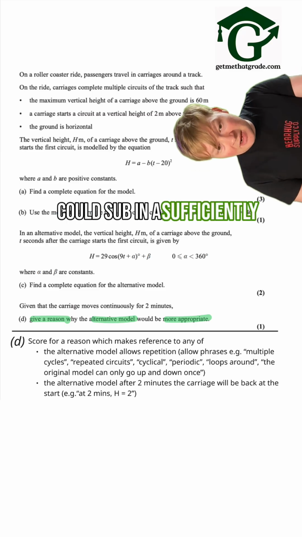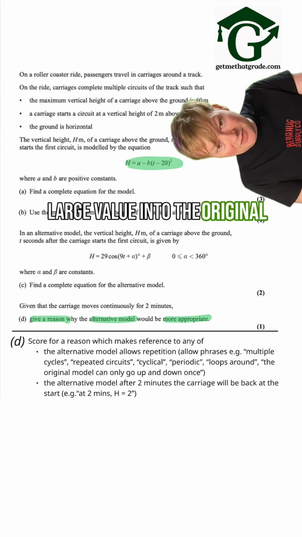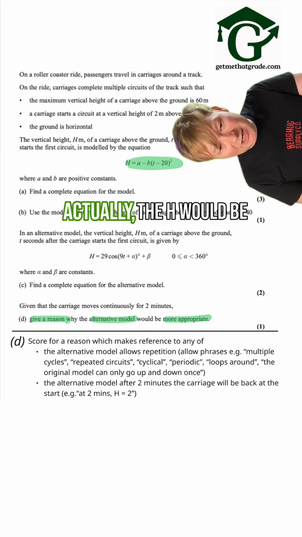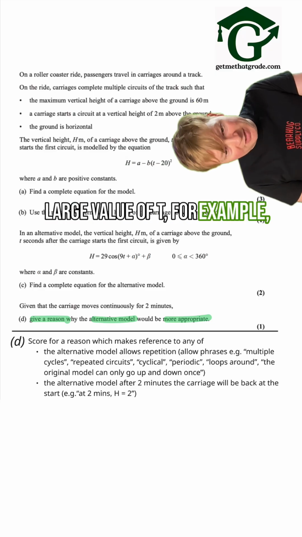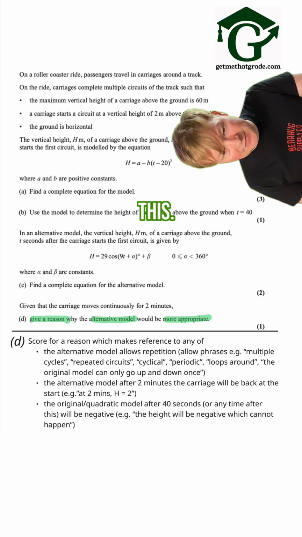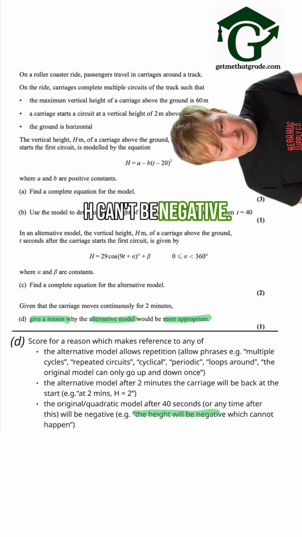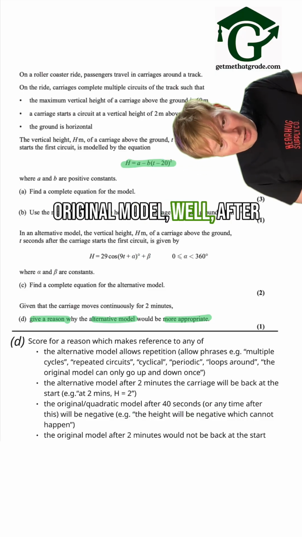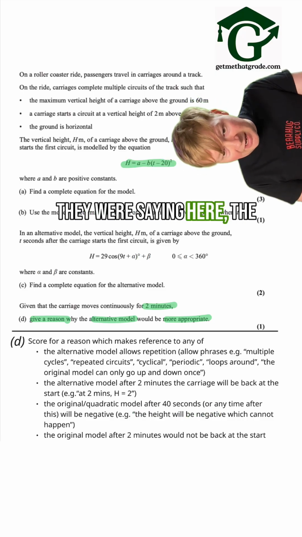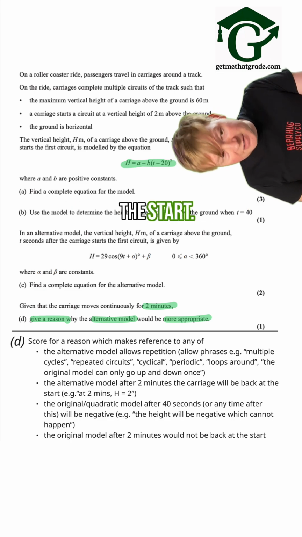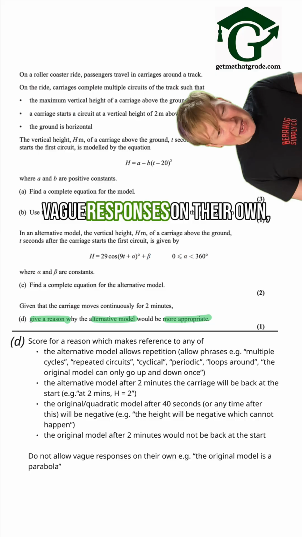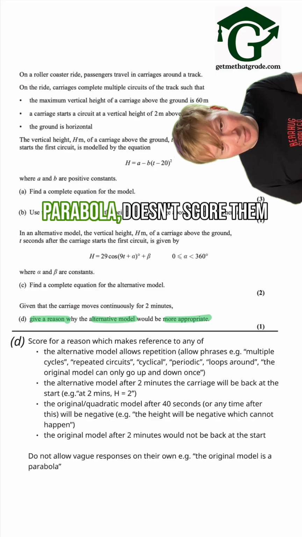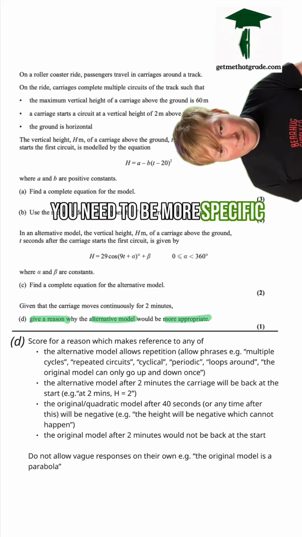Or you could sub in a sufficiently large value into the original model and show that h would be negative for a sufficiently large value of t, for example, t equals 40, or any time after this. That can't happen, right? Height can't be negative. Or you could say that in the original model, after 2 minutes, which is what they were saying here, the carriage wouldn't be back at the start. So we need to say something specific. They specifically say in the mark scheme that vague responses on their own, like the original model is a parabola, don't score the mark. You need to be more specific than that.